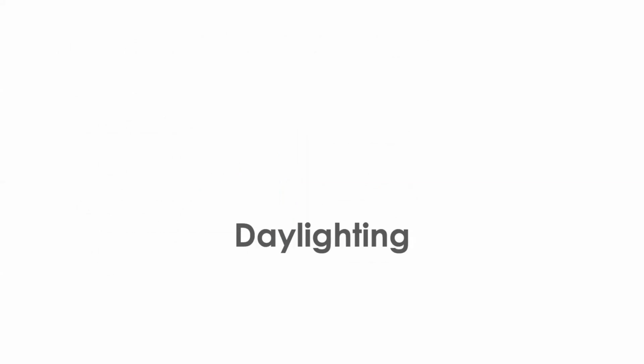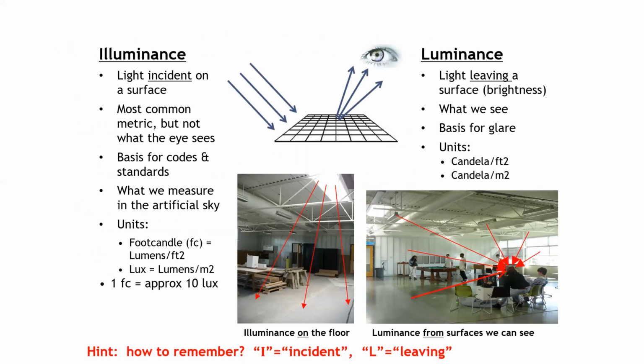Next, some brief concepts about daylighting. Two terms that are highly confusing but important to distinguish in daylighting are illuminance and luminance. So illuminance is light incident on a surface. So light hitting a surface is what that is. This is the most common metric, but is not what the eye sees.